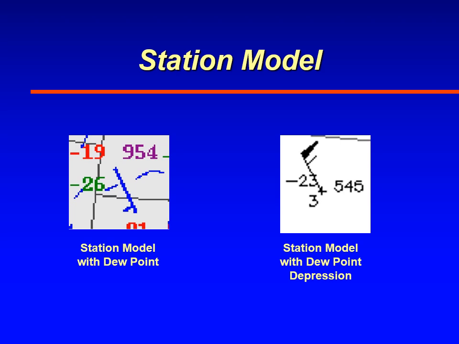On the right, here's a station model with the dew point depression. The temperature is minus 23, and you wouldn't have a dew point of 3 degrees Celsius. It would be approximately 26 degrees warmer than the temperature, and you can't have dew points that high. So in this case, it would be a dew point depression that they're plotting. It's 3 degrees less than minus 23, so your dew point would be minus 26. And seeing that it's within 3 degrees, or within 5 degrees, that indicates that there are clouds, more than likely, in that location.